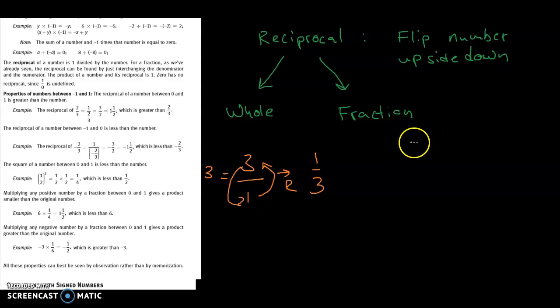Okay? Now, same thing if we have a fraction. Say we had 3/17 was our fraction, and I asked you what the reciprocal was. Well, that's just going to be flip it around, 17 over 3. That's it. That's all you're going to do with that.